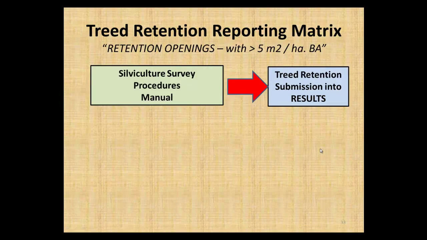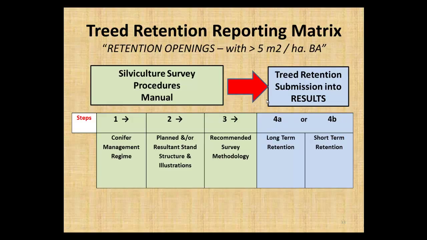So again, the tree retention reporting really deals with retention openings greater than 5 square meters. I just have to keep on beating that drum, unfortunately, but just to be very, very clear, if you've got 5 square meters or less, then turn off your computer now because you don't need all this other complexity that I'm attempting to make simple. So there's a link between the two documents, the surveys manual and the tree retention manual.